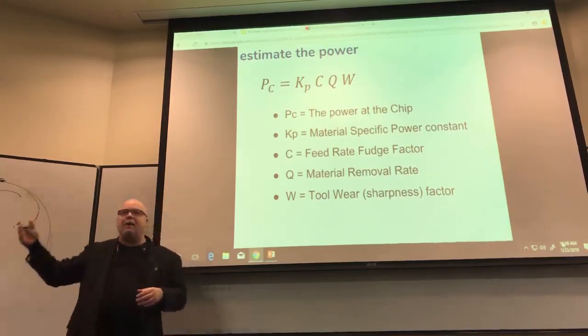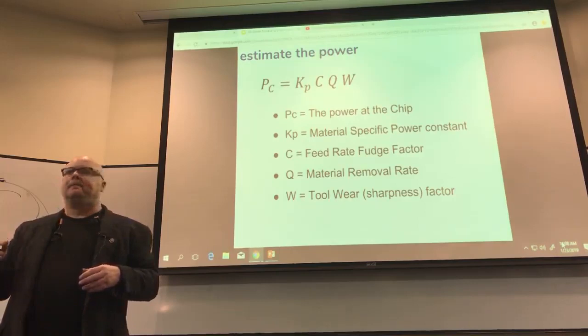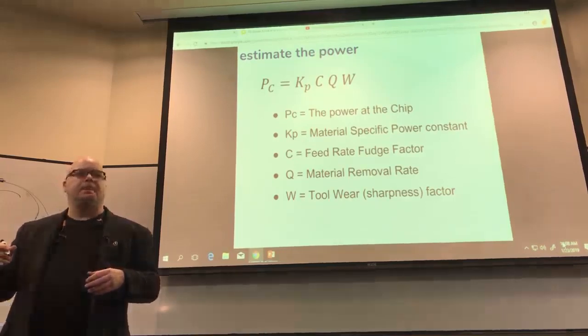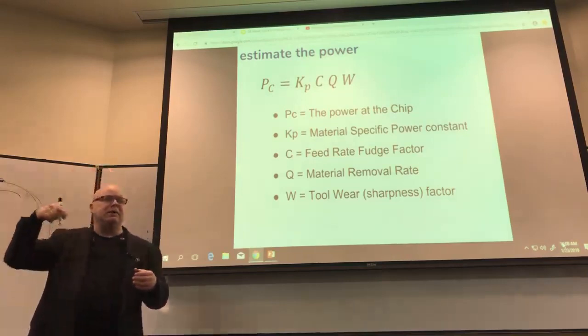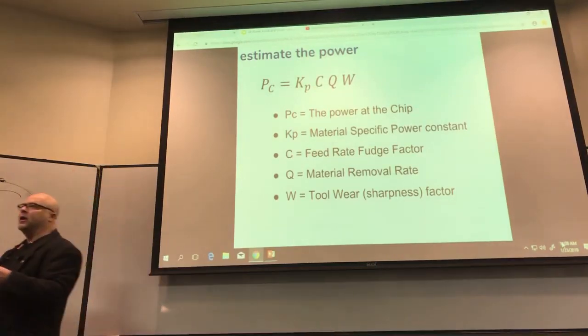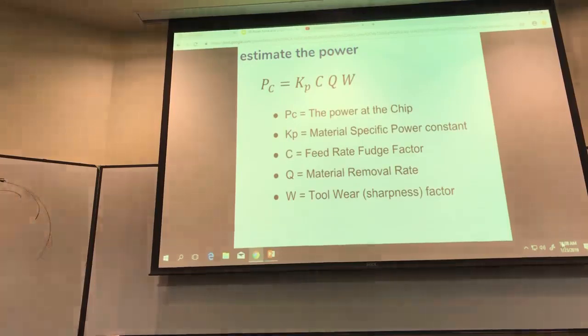What if we want to know the power at the spindle? Well, there's power going to the spindle, otherwise we're not spinning the spindle. So we need one more factor. We could call that factor.